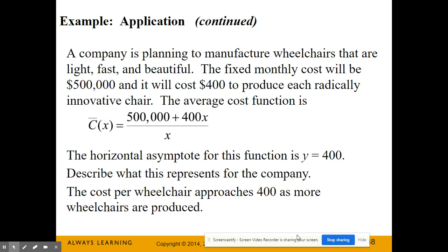That makes sense, right? Because you're never going to get the cost of a wheelchair below 400 because that's your variable cost per chair. If you make like a million chairs, then it's only 50 cents per chair for that $500,000. But it's still something, so you're still adding something to that 400. So the cost of the wheelchair will never get to exactly $400. It will always be a little more, even if you make a million chairs or 10 million chairs.